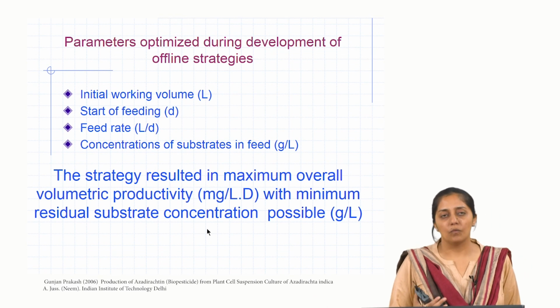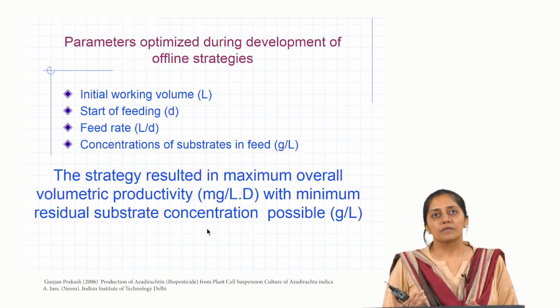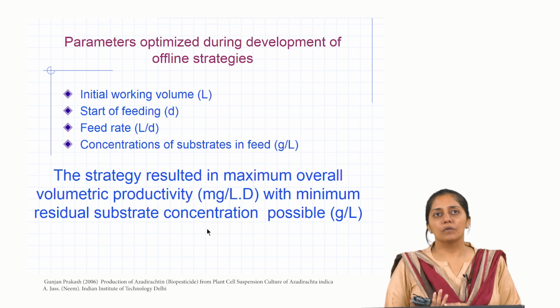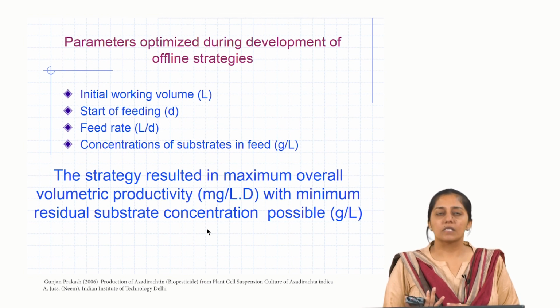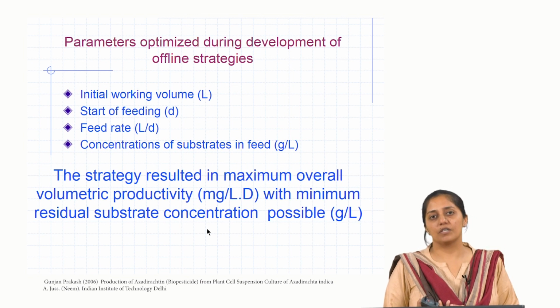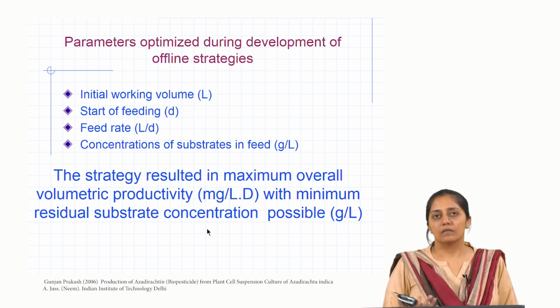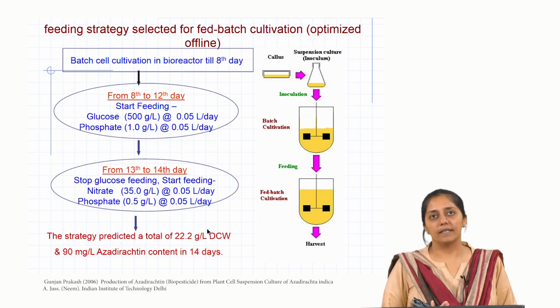Now, being a fed batch cultivation, the dilution terms were added to the model, and this model was then simulated for developing nutrient feeding strategies offline, where parameters including initial working volume, start of feeding, feed rate, and concentration of substrate in the feed were varied. The strategy which resulted in maximum overall volumetric productivity with minimum residual substrate concentration in the medium after a given time was chosen for experimental validation.